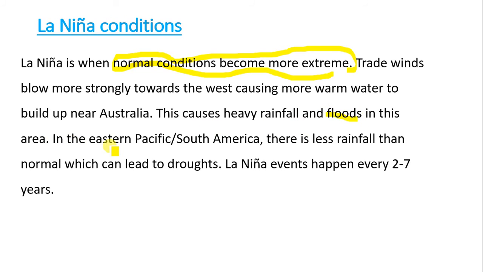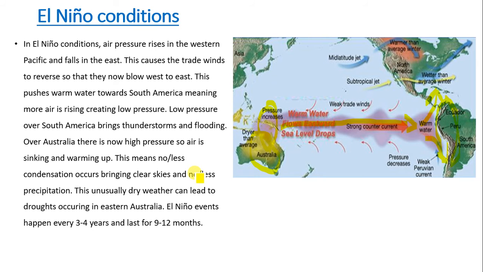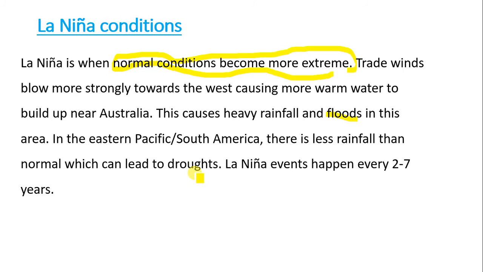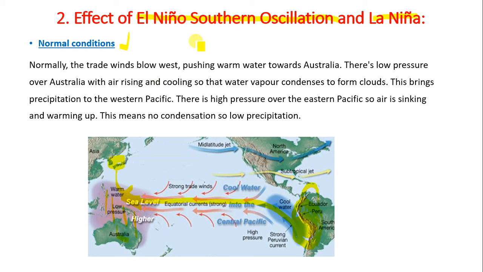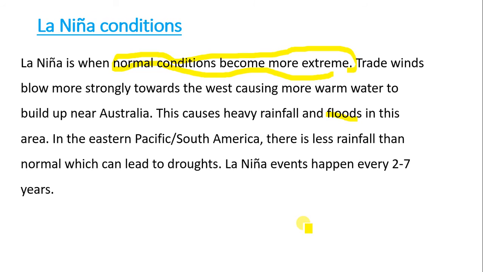In the eastern Pacific and South America, there is less rainfall than normal, which can lead to drought. So what it means is, we are looking at drought and its causes. In La Nina condition, there is an extreme of the normal condition. So if this is the normal condition, when there's an extreme of it, that means the amount of equatorial trade wind or warm air is high, which will now lead to excessive rainfall and flooding here, while this part we still experience drought.